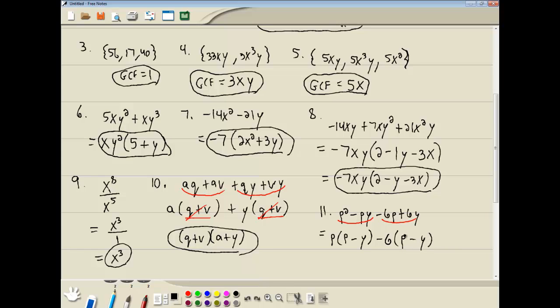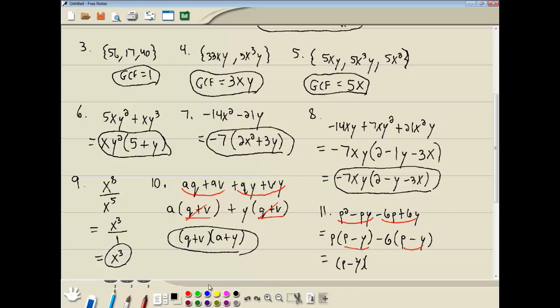When you factor out a negative, it always flips signs. See how this term was negative? So I got a positive. This term was positive, so I got a negative. Our goal with grouping was, again, to get this parentheses the same as this one. So I'll factor out a P minus Y.